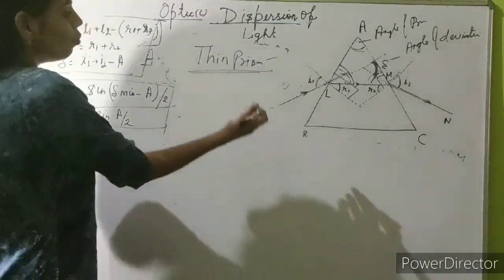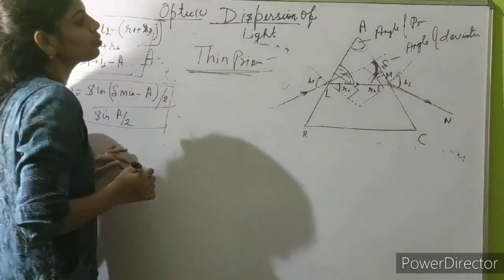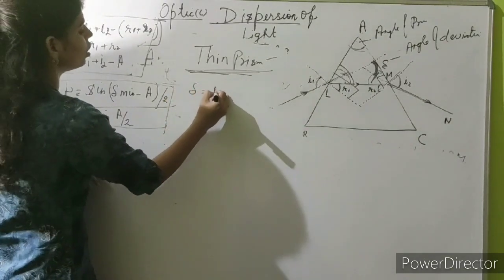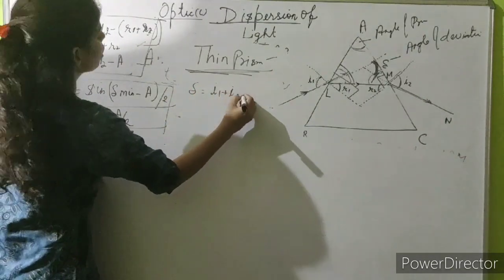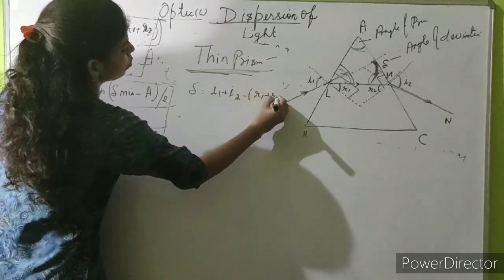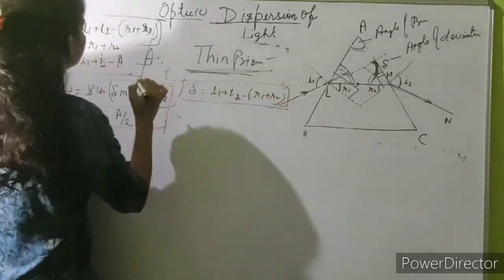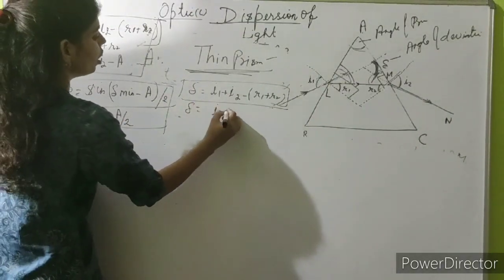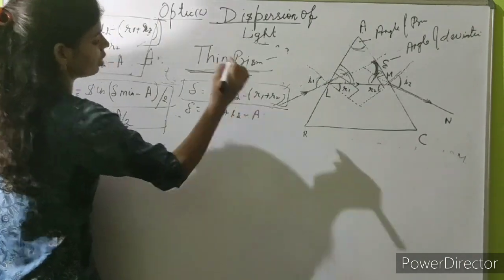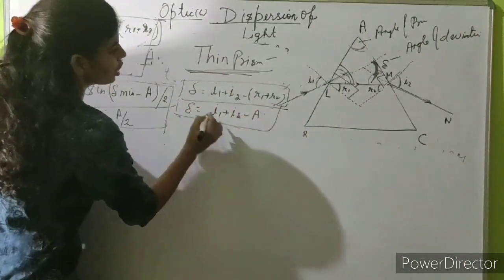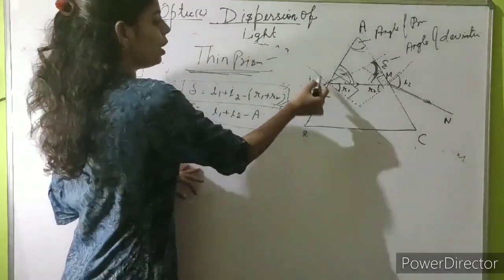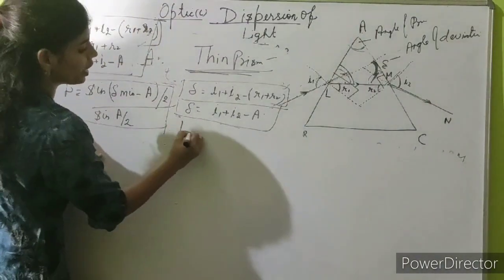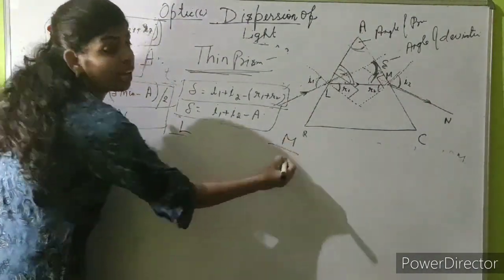But when we discuss the thin prism, we know that delta is equal to I1 plus I2 minus (R1 plus R2). This is the equation for delta, and the second equation is delta is equal to I1 plus I2 minus A. Now we will start our derivation. We will apply Snell's law at L and M.